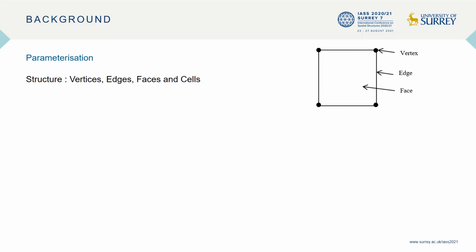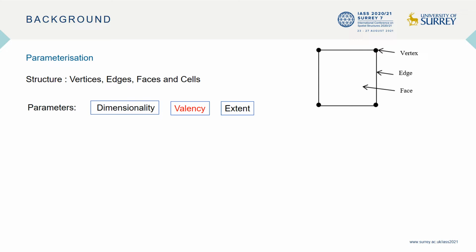Coming to the parameterization of a structure. A structure can be defined as a unit of elements: vertices, edges, faces, and cells. In order to interrelate these elements in a structure, parameters have been defined: dimensionality, valency, and extent. Valency is the prime focus of the present study.